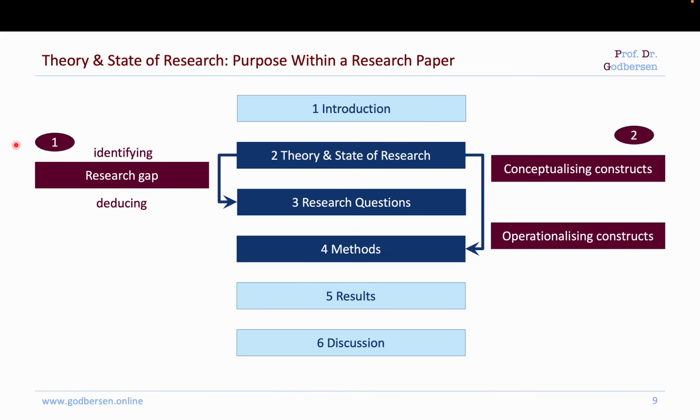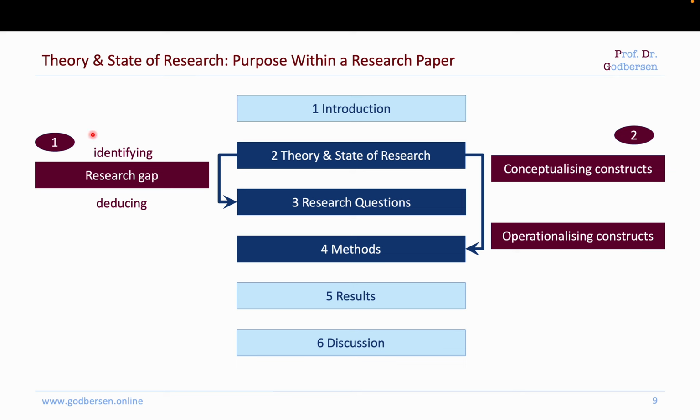Every part of a research paper has a purpose and leads to something, to a goal. There's nothing in a research paper that's just there for fun or for whatever reason. Everything has a purpose and everything leads to a goal. And that is the same with the theory and state of research section. This section has two objectives.